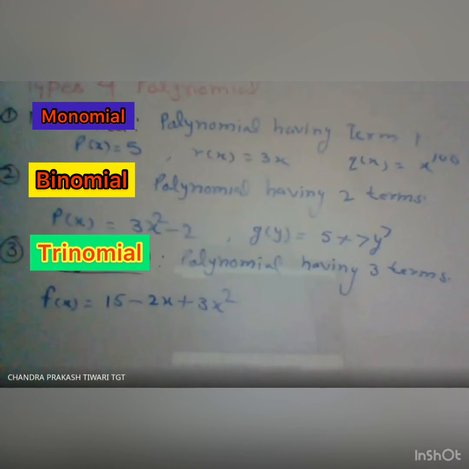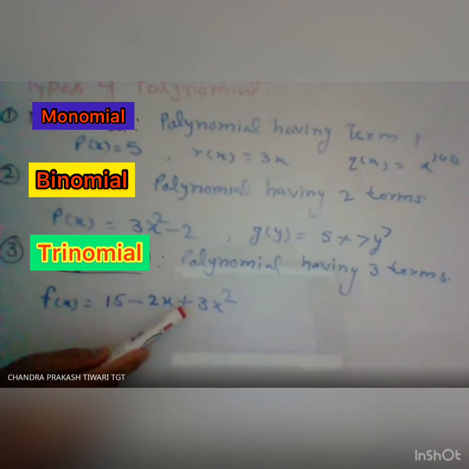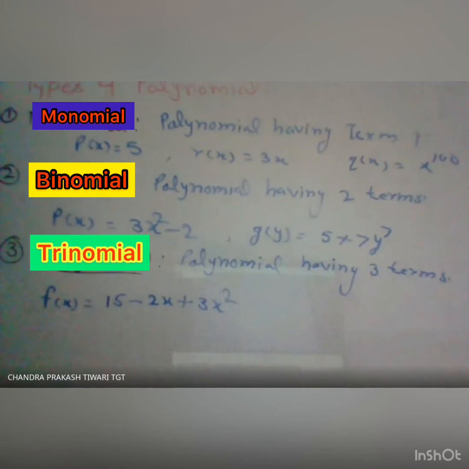So this is a trinomial, having three terms. You have to count the terms, and remember, a term is always separated by a sign. 15, after that you will get a negative sign. So the first term is complete. And now 2x. After that you will get a plus sign, so the second term is complete. Now moving to the third term, 3x square. This is the third term. So there are three terms in this polynomial. You can say that this is a trinomial.